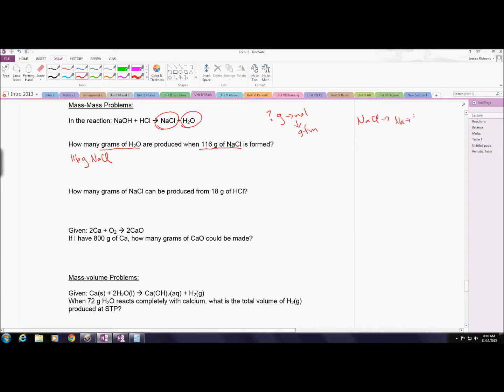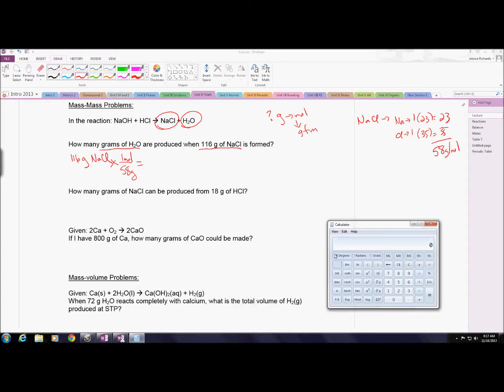There's 1 piece of sodium. There's 1 piece of chlorine. Each sodium has a mass of 23. Each chlorine has a mass of 35. So 23 and 35 gives us a total formula mass of 58 grams per mole. The units are grams per mole. Gram formula mass is a conversion factor. So for every 1 mole, I have 58 grams.